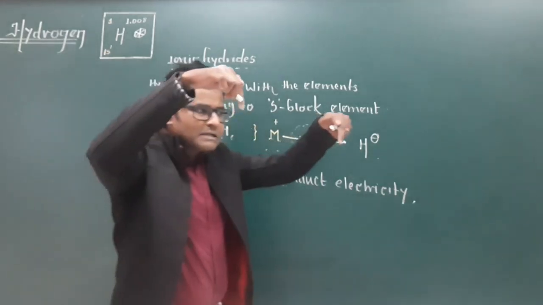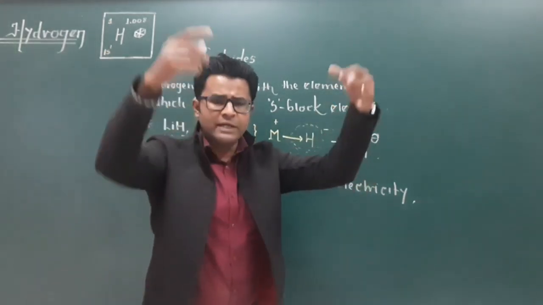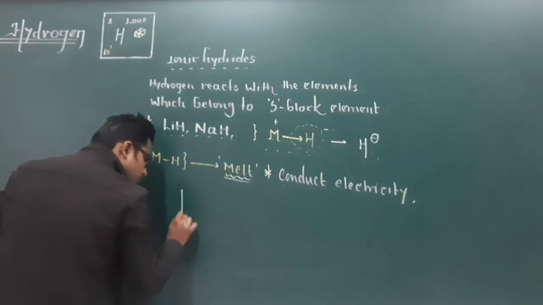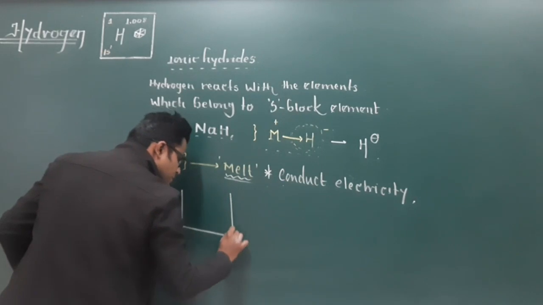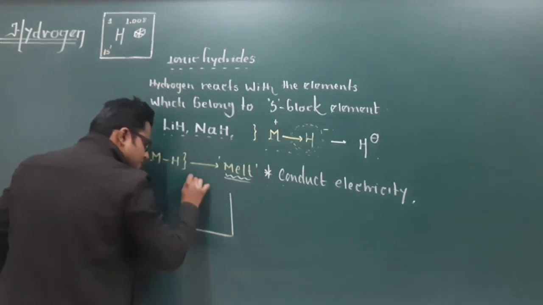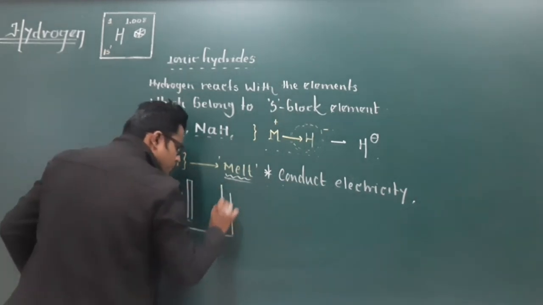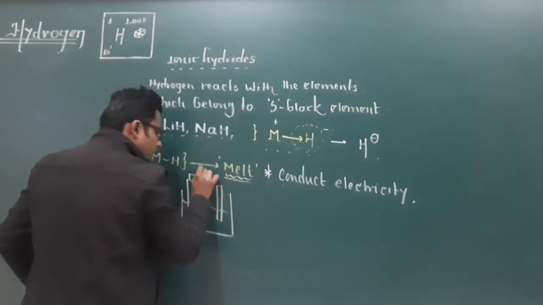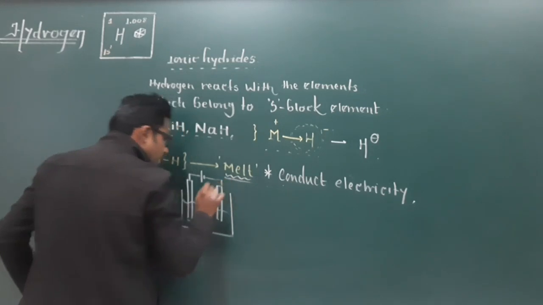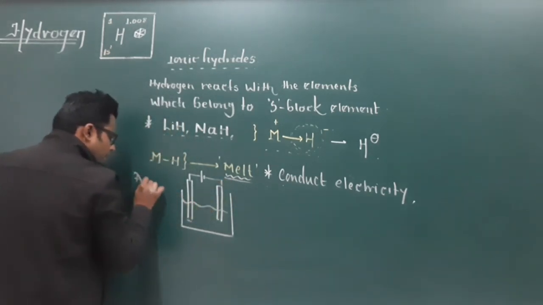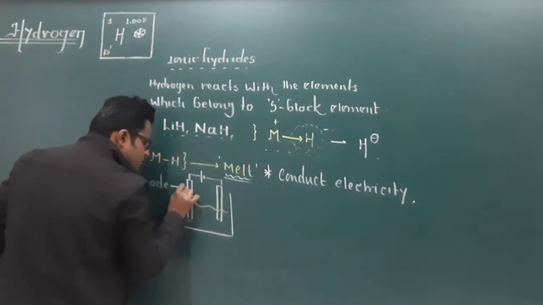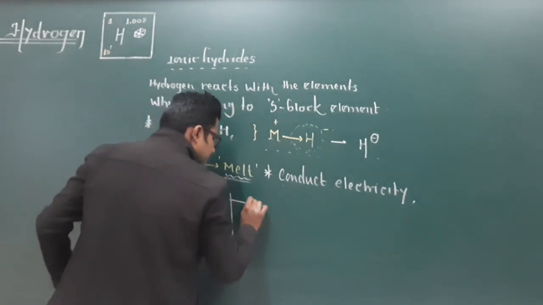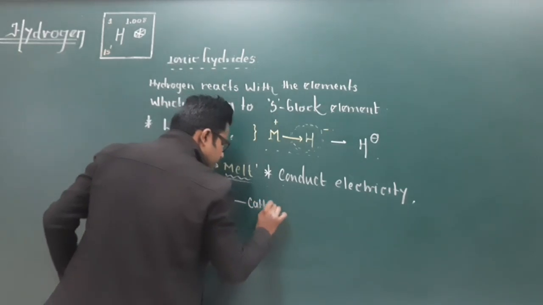So when we take the electrolysis, when we take the two electrodes, under the process of electrolysis, the positive terminal is called the anode, and the negative terminal we call the cathode.